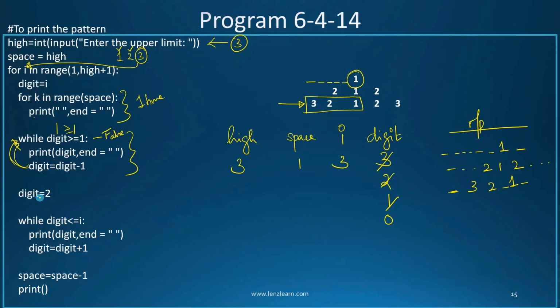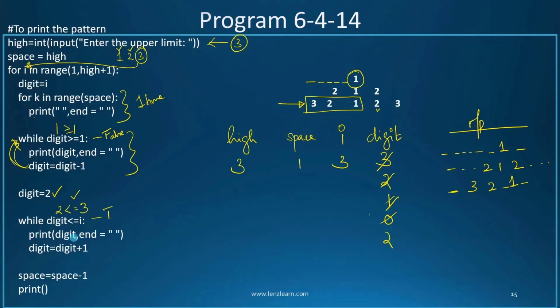Now I will push the value of digit to 2. Why? Because after this I have to start printing 2, because 1 is already printed by the first while loop. So the second while loop has to start printing 2. So that is why we push the value of digit to 2. Now I will check whether 2 is less than or equal to the value of I. Value of I right now is 3. Okay, so now this is true.